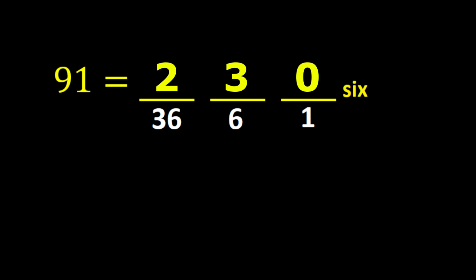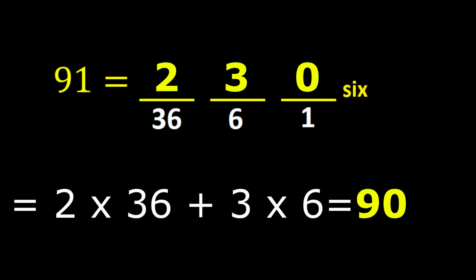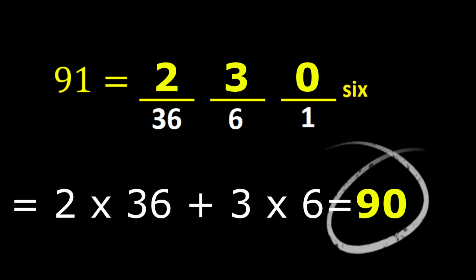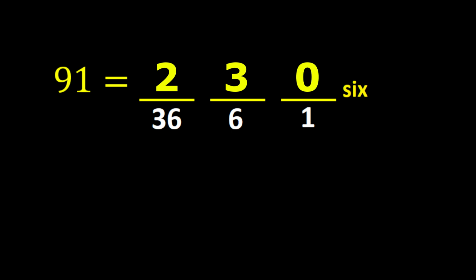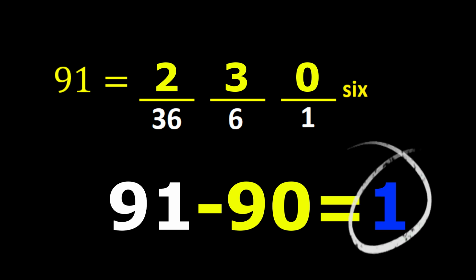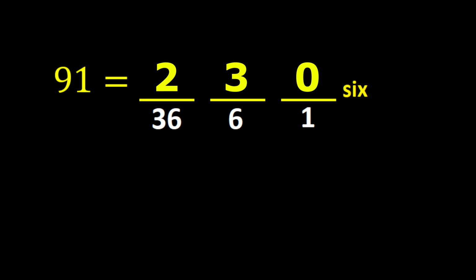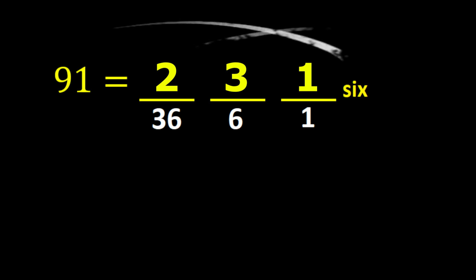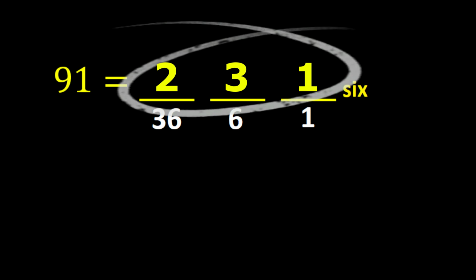Converting this partial result to base 10, we calculate 2 times 36 plus 3 times 6, which gives us 90. Now, we need to complete 91. How much is missing? Just 1. To finish, the final digit will be 1. Thus, the resulting number is 2, 3, 1, in base 6.